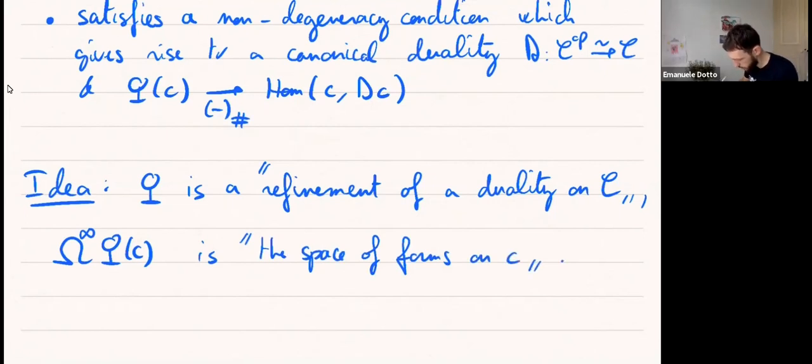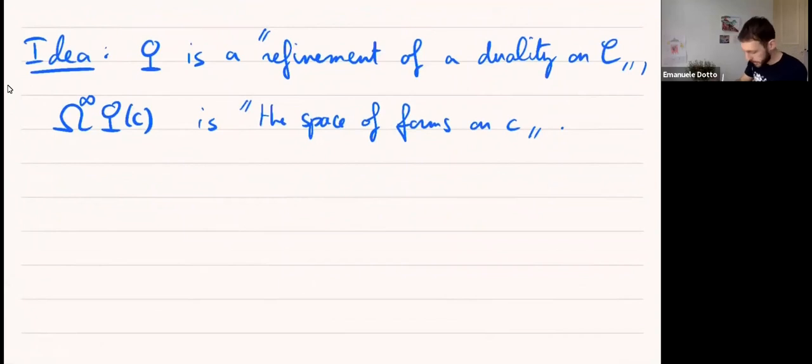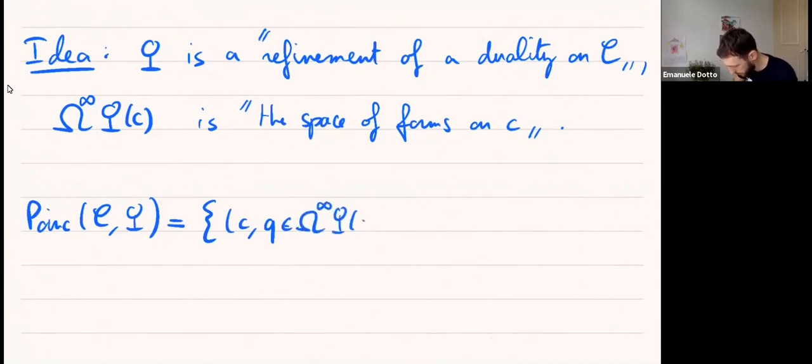On C. So it's a formal way of associating to an object of C a certain space of forms. Okay, and we will take this aspect as a step further, and we define the space of forms exactly in this way. So we define the space of Poincaré objects of this category as a certain space consisting of pairs of an object of C and a point in the infinite loop space of QC.